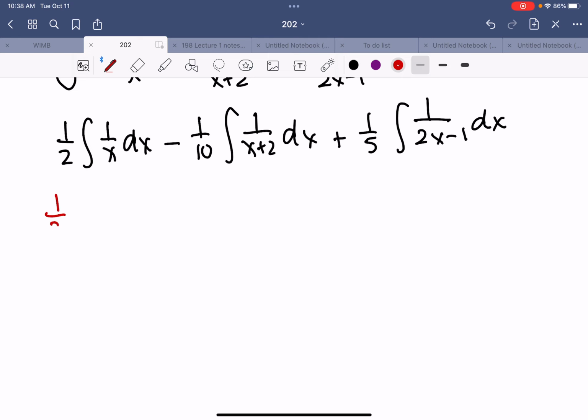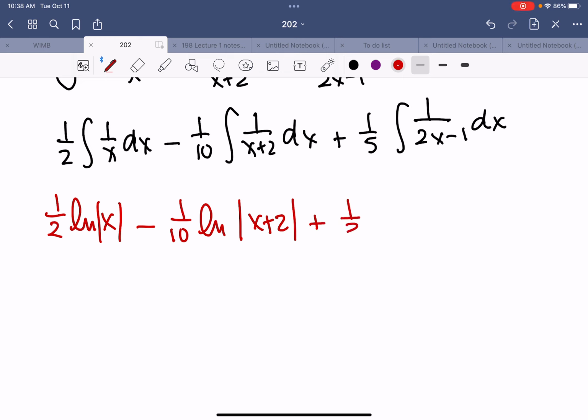So this is 1/2 ln of x, absolute values, minus 1/10 the natural log of x plus 2. The derivative of x plus 2 is just 1, so that doesn't change anything. Plus 1/5 natural log of 2x minus 1, but I've got to divide by the derivative of what's inside. So what's inside is the 2x minus 1, so I've got to divide by a 2. So I'm going to multiply everything by 1/2.